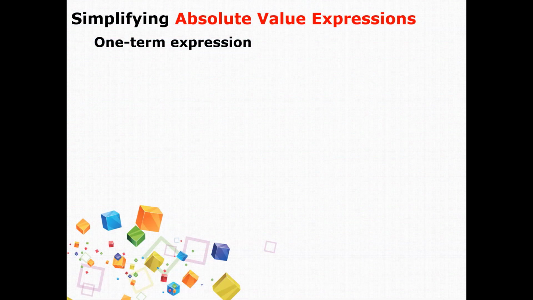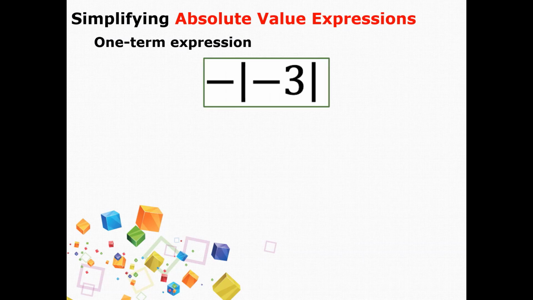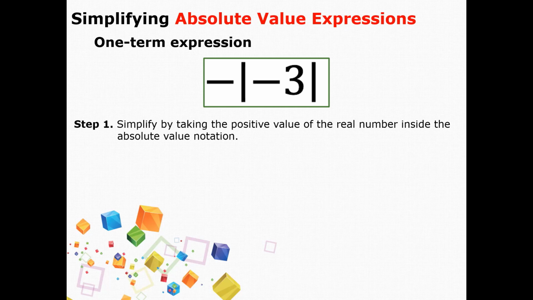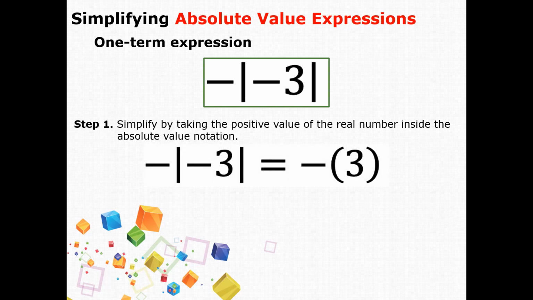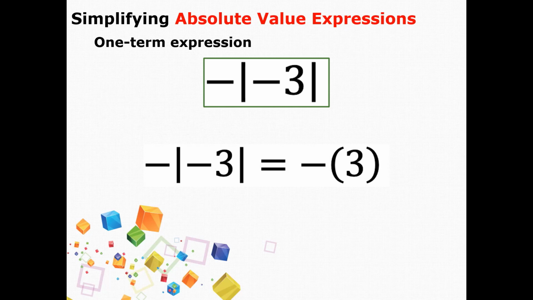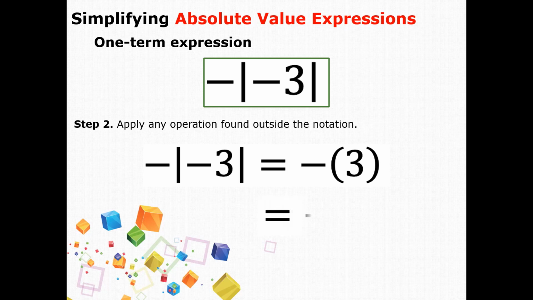Let's consider this other absolute value expression. Same as the first one, we need to simplify by taking out the positive value of whatever is placed inside. However, we need to take note that there is an operation outside the notation. Simply, we apply it, and we have a negative 3.